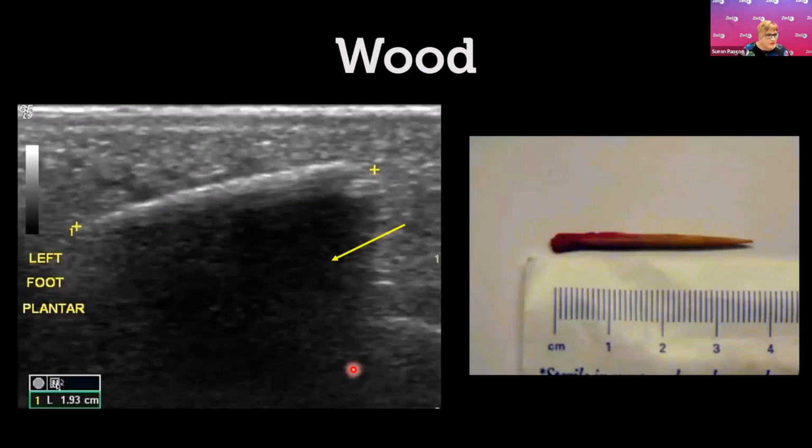Here's that wooden splinter again, and the splinter that was pulled out. So you can see it correlates in about the same size, but it's also very smooth on its edges and creates that very distinct posterior acoustic shadow.